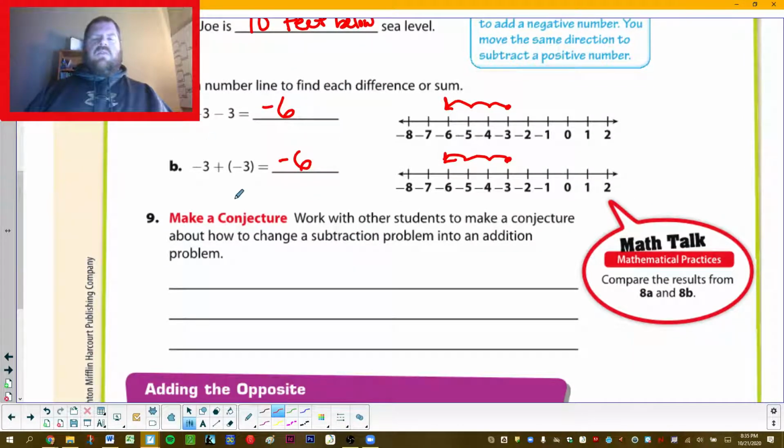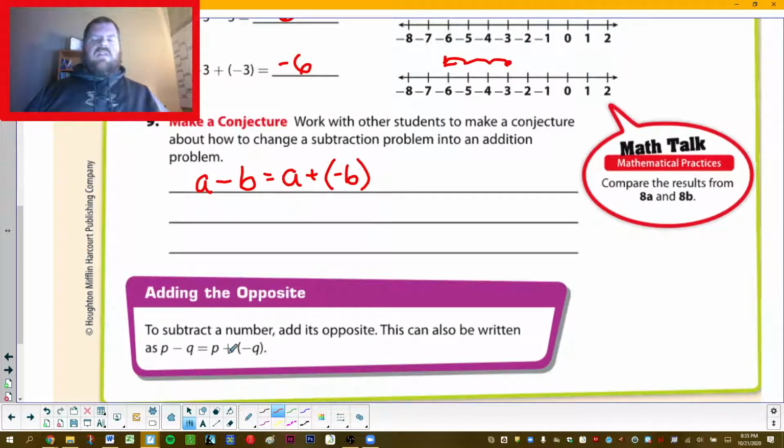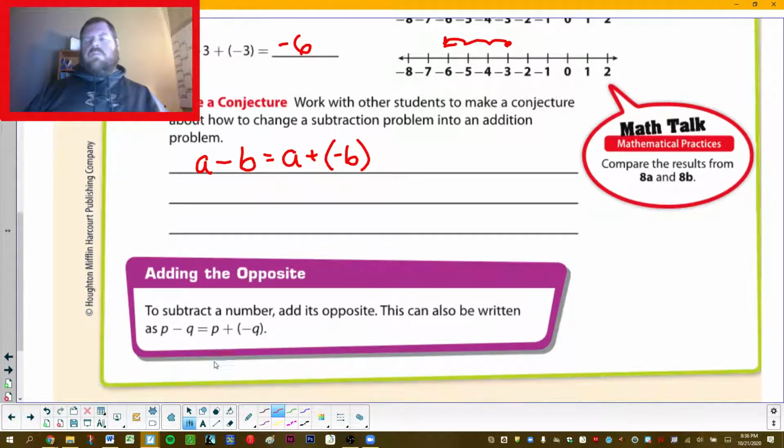Okay, and so what this conjecture wants us to say is that if we have any number minus some other number, they can be the same, but it's easier if they're not, that is the same thing as taking that any number and adding the opposite of the second number. Okay, and that's exactly what this says here. They use P and Q.